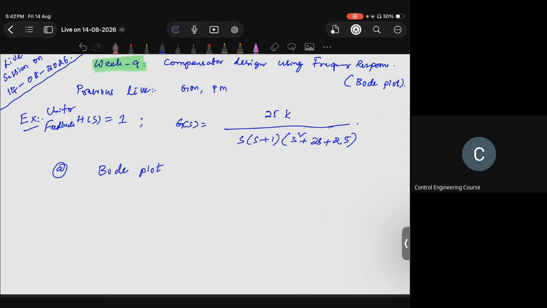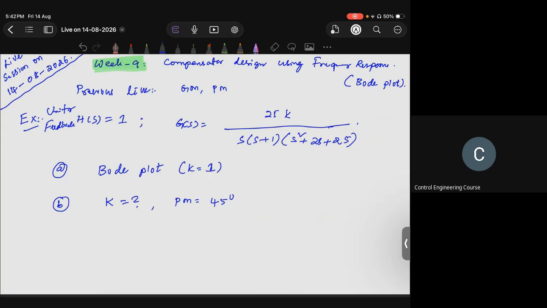So draw the sketch of the Bode plot for k equal to 1. Then the second question is, find out on the Bode plot the k for which we will get the phase margin as 45 degrees. What is the phase margin we said?